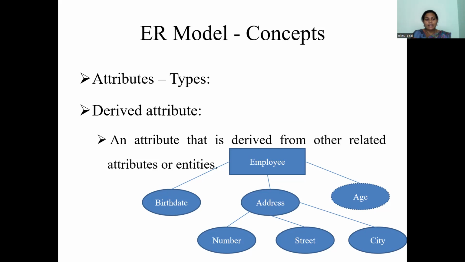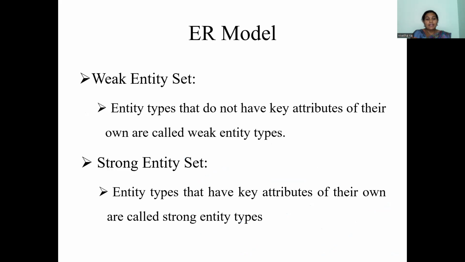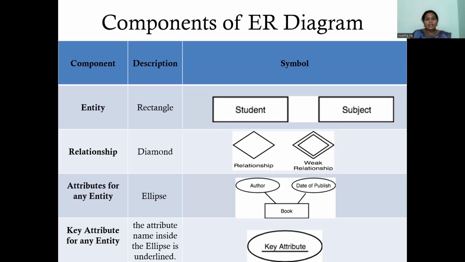Okay, that is called a derived attribute. And then a weak entity set: entity types that do not have key attributes of their own are called weak entity types. And a strong entity set means entity types that have key attributes of their own are called strong entities. If you have the key attributes, that is strong. If you do not have the key attributes, that is a weak entity set. Okay. And these are all the components used in ER diagrams.